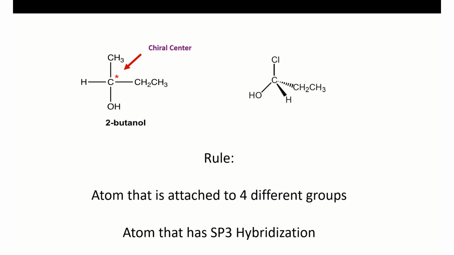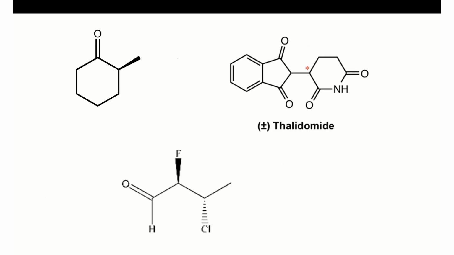For example, this carbon here, we have this carbon attached to 4 different groups, which are alcohol, hydrogen, ethyl, and chlorine. So this carbon is also attached to 4 different groups, and these groups are bound to the carbon with a single bonding position. So this carbon can also be a chiral center in a molecule.